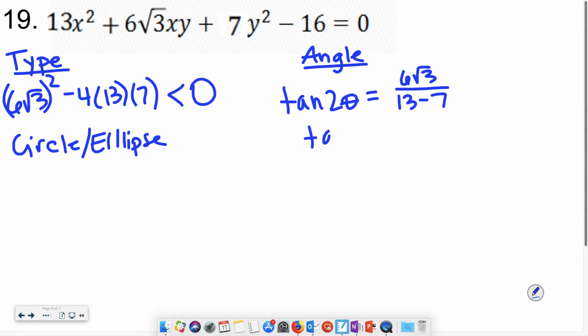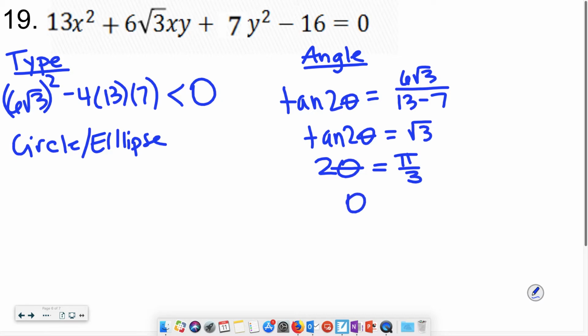Okay, and that reduces to radical 3, right? Well, where is the tangent equal to radical 3? Yell it out. Pi over 3. So if 2 theta is pi over 3, then theta is pi over 6. Okay? So now take some time and determine what your x and y substitutions are going to be.